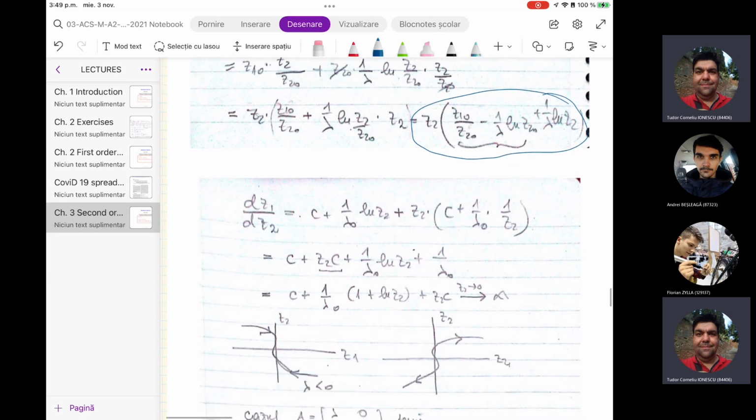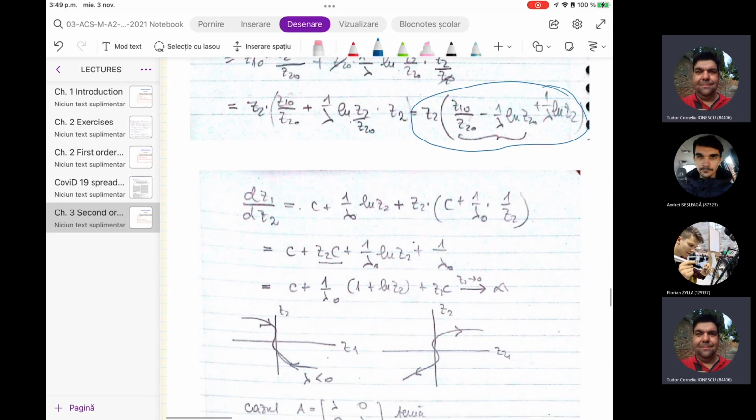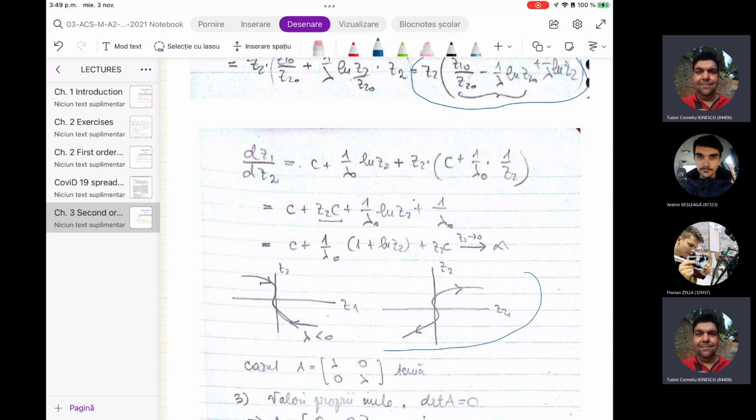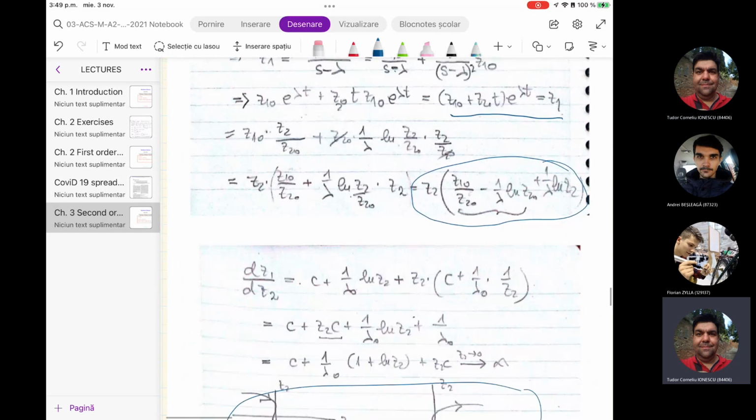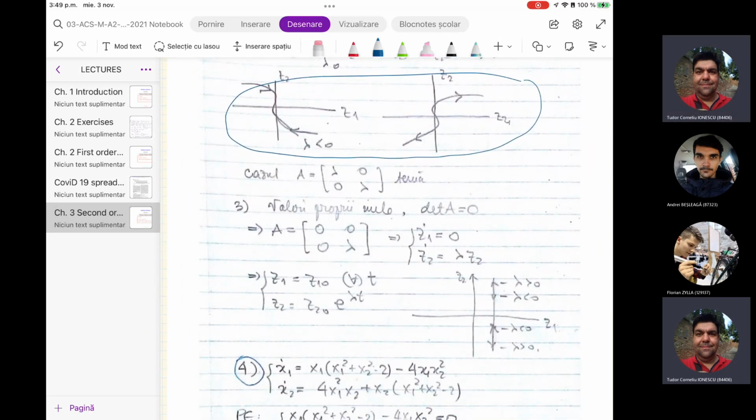But then you can also compute the slope, and you realize that as Z2 goes to 0, the slope goes to infinity. And then you get this shape of the trajectories for this case. So when you have two eigenvalues in a Jordan block, you can also do the case when you have lambda 0, 0, lambda. These are just lines.